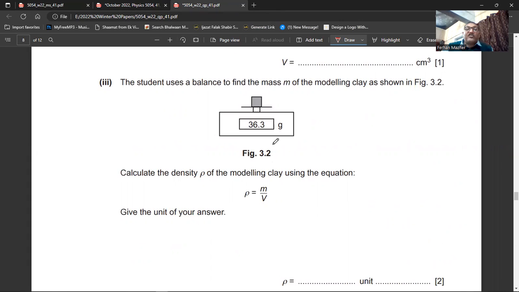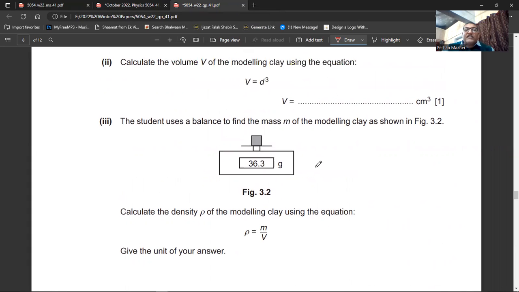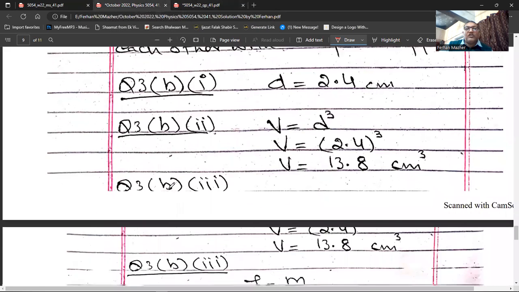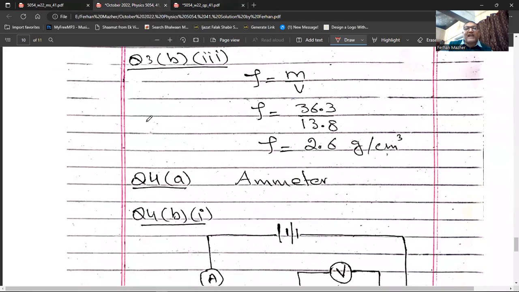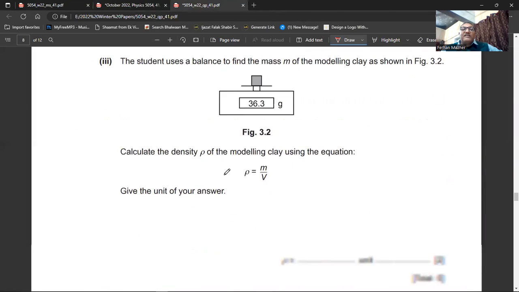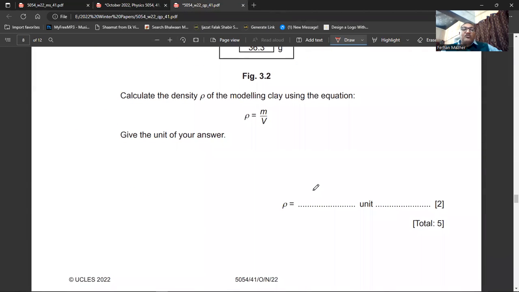We know the mass is 36.3 grams, and we know the 13.8 is the volume of that cube. So the density is equals to mass divided by the volume, 36.3 divided by 13.8. And when you enter this in your calculator, you get 2.6 grams per centimeter cube. So the answer is 2.6, and the unit is gram per centimeter cube, because they ask us to write that, 2.6 grams per centimeter cube.